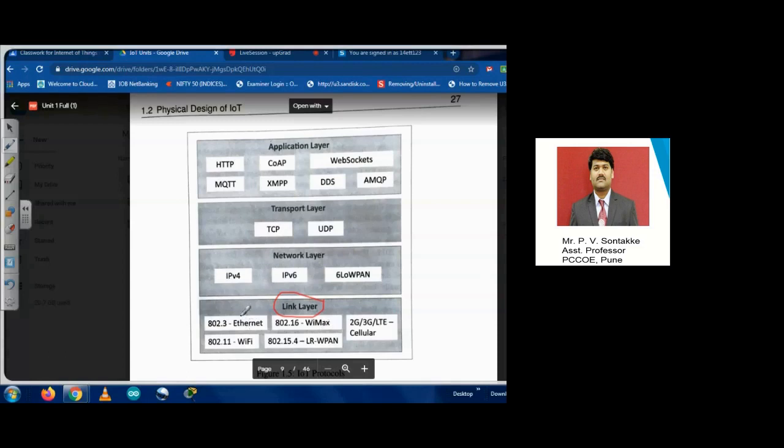So 802.3 is the Ethernet port, LAN port. So we can connect 802.16, that is the WiMAX. Or we can have 802.11 as Wi-Fi. We can have 802.15.4, that is low rate wireless personal area network, or we can go for 2G, 3G and LTE or 4G, 5G kind of communication. Now we'll talk about one by one.